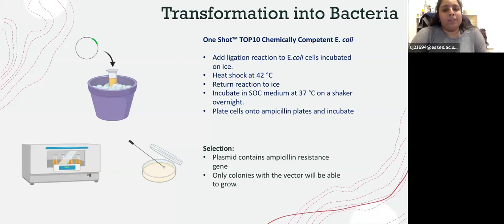I will then incubate the E. coli cells in SOC medium at 37 degrees Celsius on a shaker overnight to allow the cells to replicate. Then I will plate the cells onto ampicillin plates and incubate them and allow colonies to grow. Any colonies that grow on my plates will contain my plasmid, as my plasmid contains the ampicillin resistance gene, allowing them to grow on the ampicillin plates.